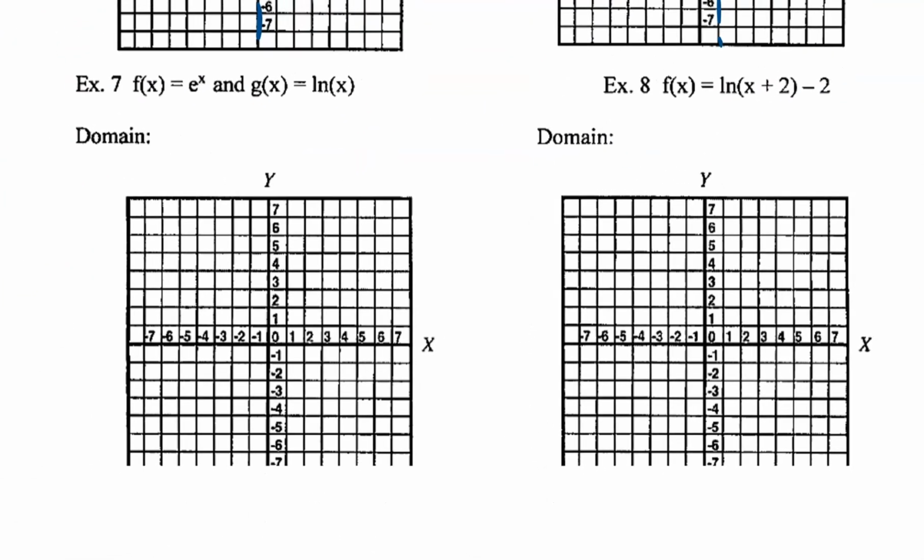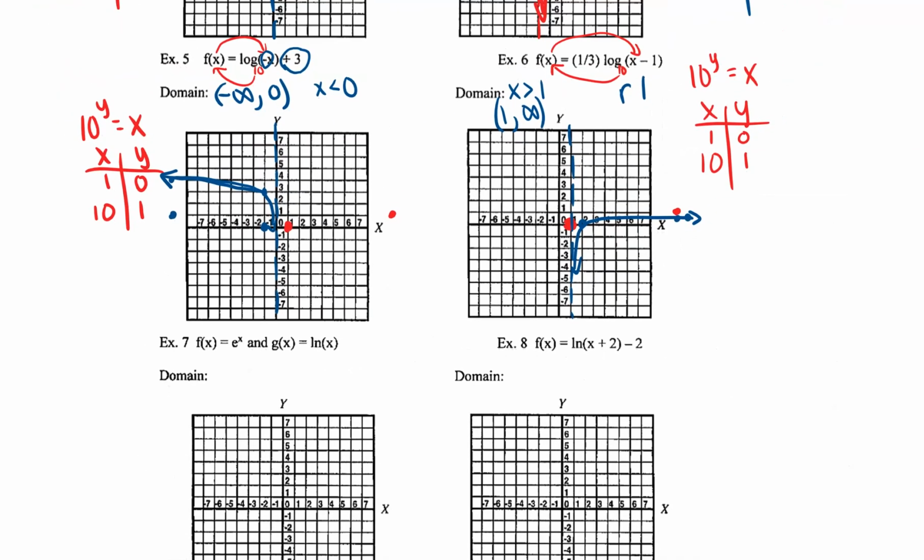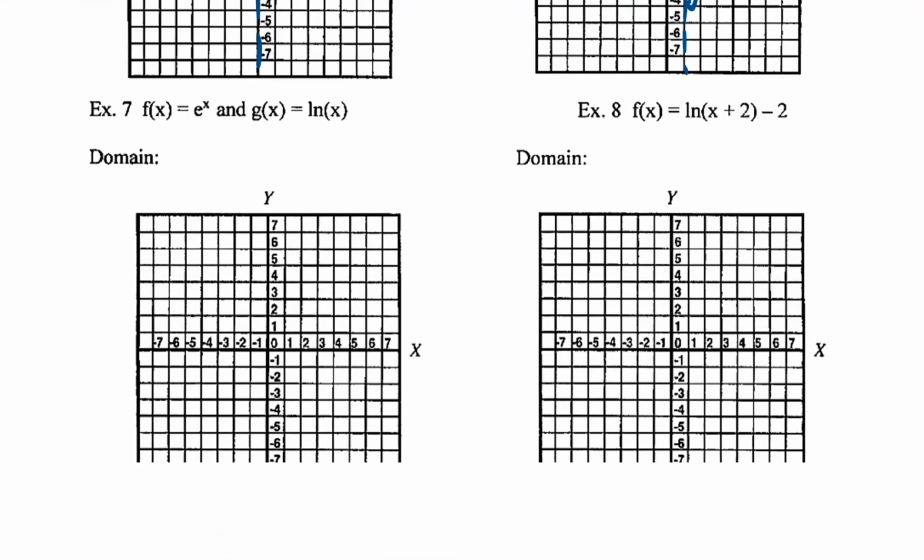All right, the last two involve natural log. So we are going to compare an exponential again to natural log. Natural log and e are inverses of each other. So for e, we need to remember what e is equal to. And e is equal to about 2.72.